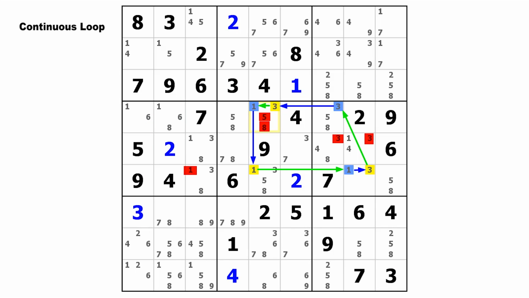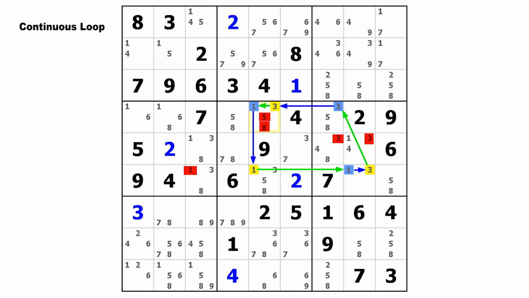But with a continuous loop, where we have all these separate AICs that we can visualize by eliminating the weak links one by one, it is not possible for both of those two endpoints to be true. Why? Because if the endpoints are same digit candidates, they will always be in the same house. And if they are different digit candidates, they will always be in the same cell. This means that it is not just an effective strong link between them like it is with an open-ended AIC, it is a real strong link.